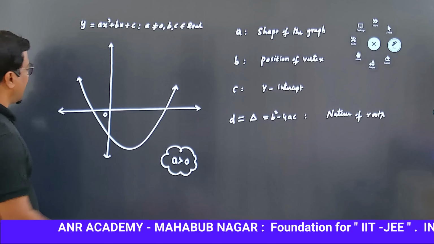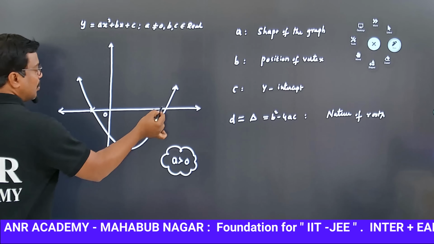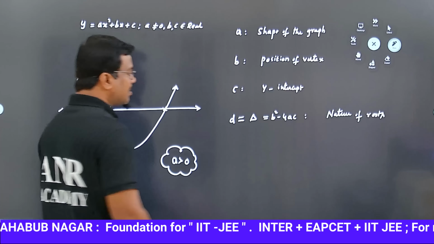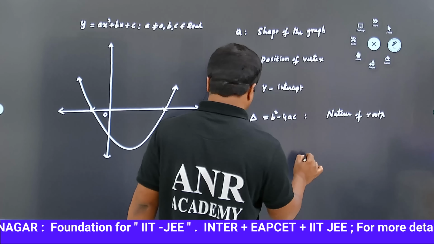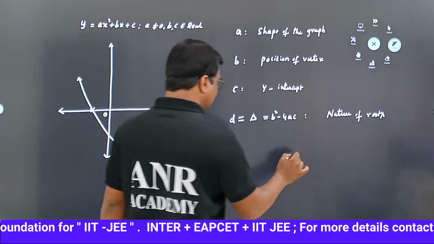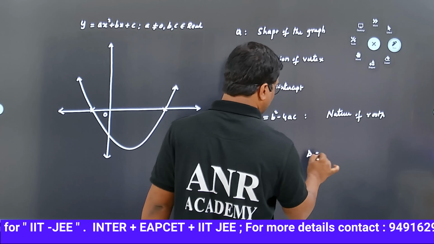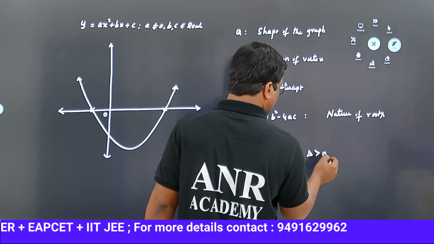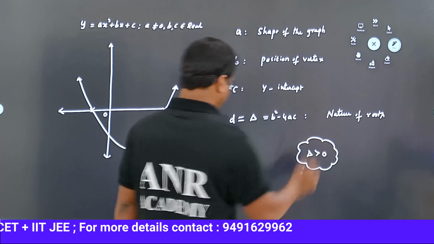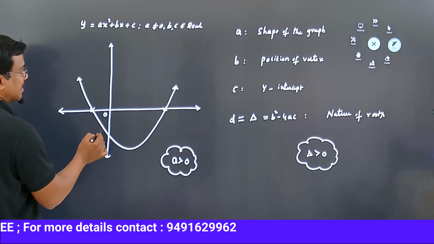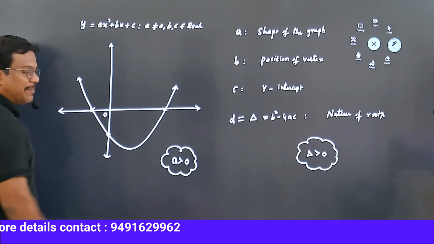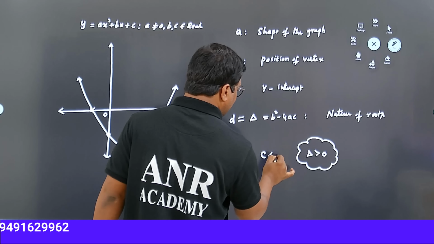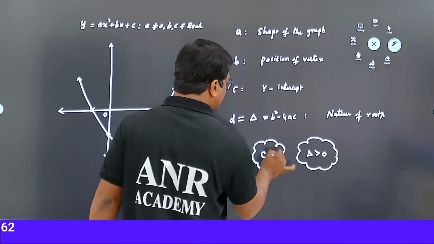Next, it has two different roots. One is negative and the other positive. When it has two different roots, b square minus 4ac more than 0, and hence discriminant delta or d is greater than 0, positive. Next, y-intercept. Y-intercept is clearly negative, so the sign of c is less than 0 in this case.